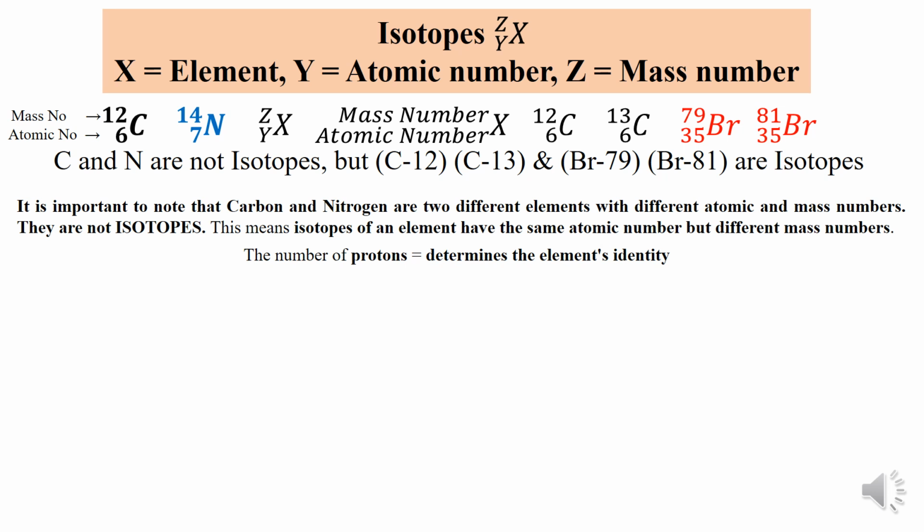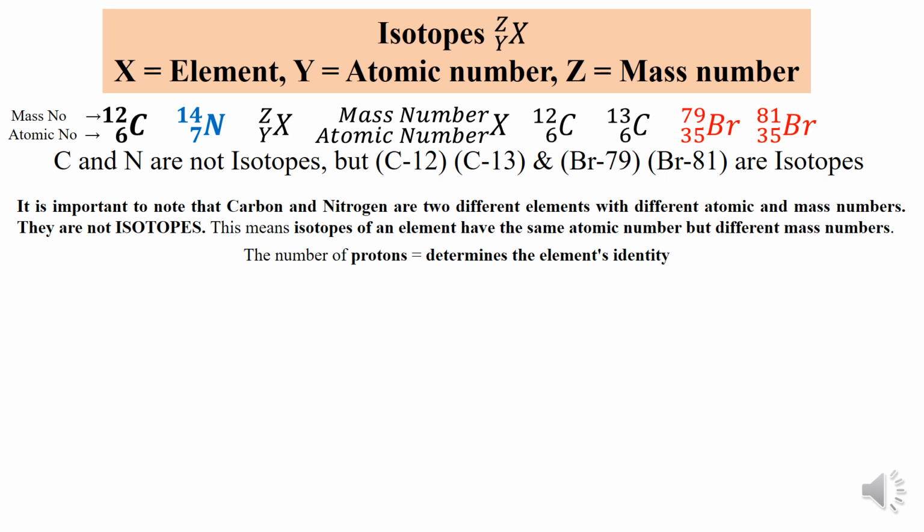because the number of protons is one and the same in the case of C12, C13 and Br79 and 81. And as we all know, the number of protons determines the element's identity. While in the case of carbon and nitrogen, they are two different elements because atomic numbers are different. So definitely their identity will be different. And that is why they exist as two different elements.